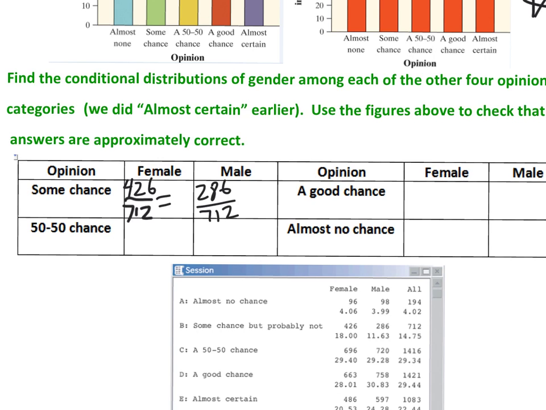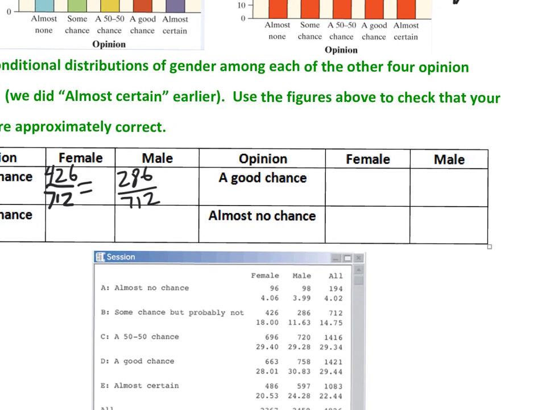Now, in all of these, you're guaranteed the percents are going to add up to 100. So this would tell me the breakdown of people that said some chance. It was like 60% female and 40% male. More females responded. Of those 712 that said some, more were females. Okay, let's go over to a good chance.